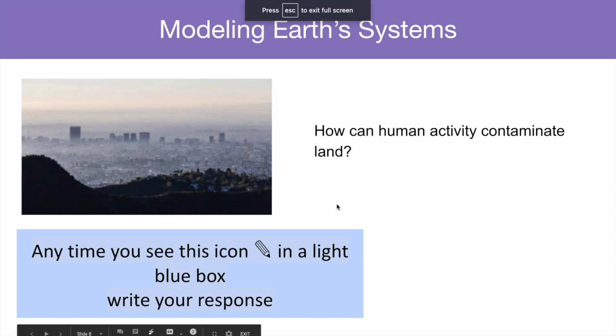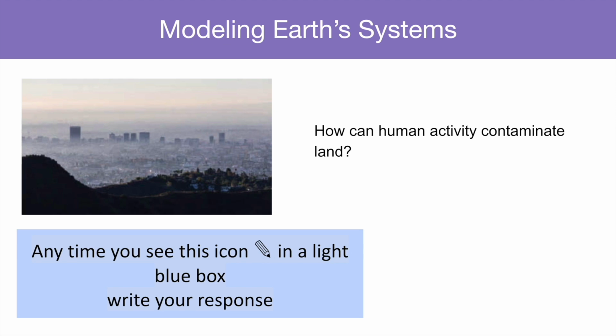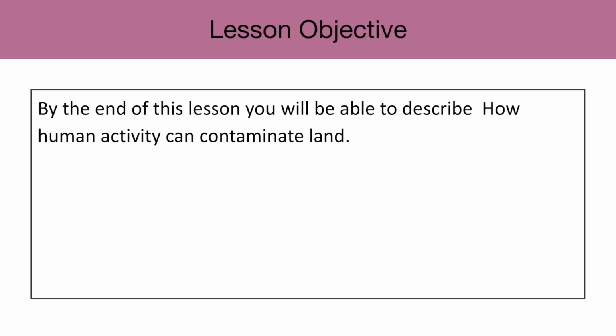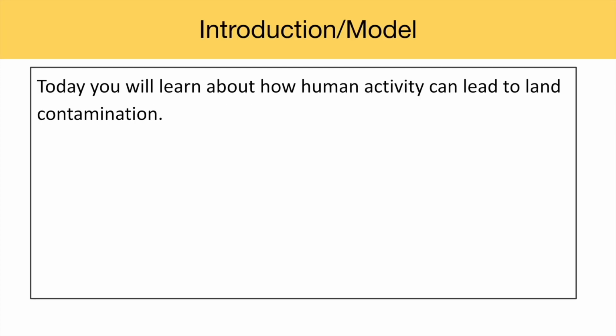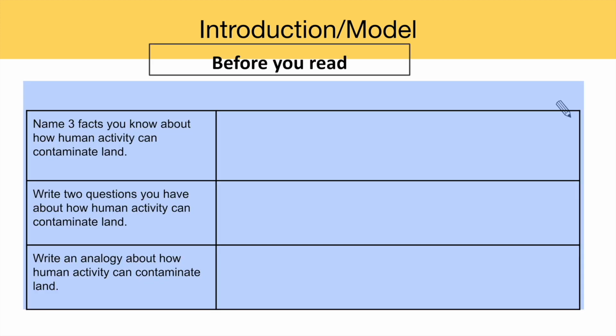Hello and welcome back. In this lesson, we're going to focus on the following question. How can human activity contaminate the land? Lesson objective. By the end of this lesson, you will be able to describe how human activity can contaminate land. Today, you will learn about how human activity can lead to land contamination.